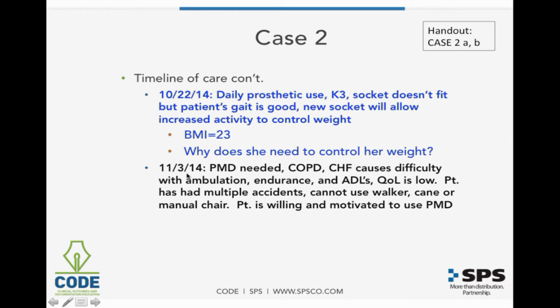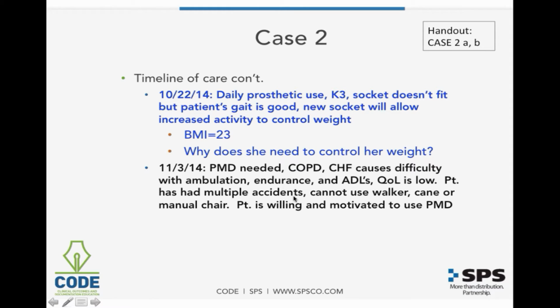Now, just a little bit later, right? Maybe a week later, a couple weeks later, she goes back to the doctor after this visit with the prosthetist saying, oh yeah, everything's great. We did a new socket, sent it out. We're going to bill for it. She goes back to the doctor. Power mobility device definitely needed. She has COPD, congestive heart failure, and amputation, all of which causes difficulty with ambulation. She doesn't have good endurance. She can't do her ADLs. Her QOL, or her quality of life, is low. The patient has had multiple accidents. What? Multiple accidents? You'd think she would have mentioned that to the prosthetist, right?